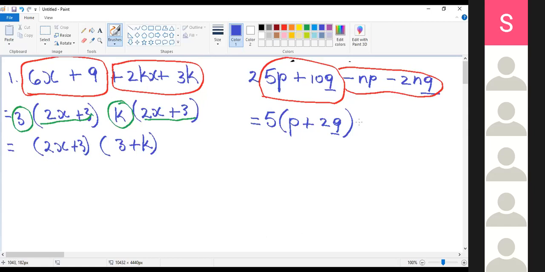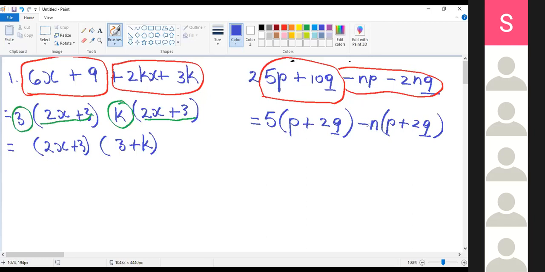Yes. So we have to factor out the negative sign as well, because there's a negative here in the negative NP, and there's also a negative here in negative 2NQ. So you can factor out negative N. Everybody understanding? Yes. All right, so negative N into negative NP gives you P. Good. Negative N into negative 2NQ gives a positive 2Q. Good, which is the same as this bracket here.